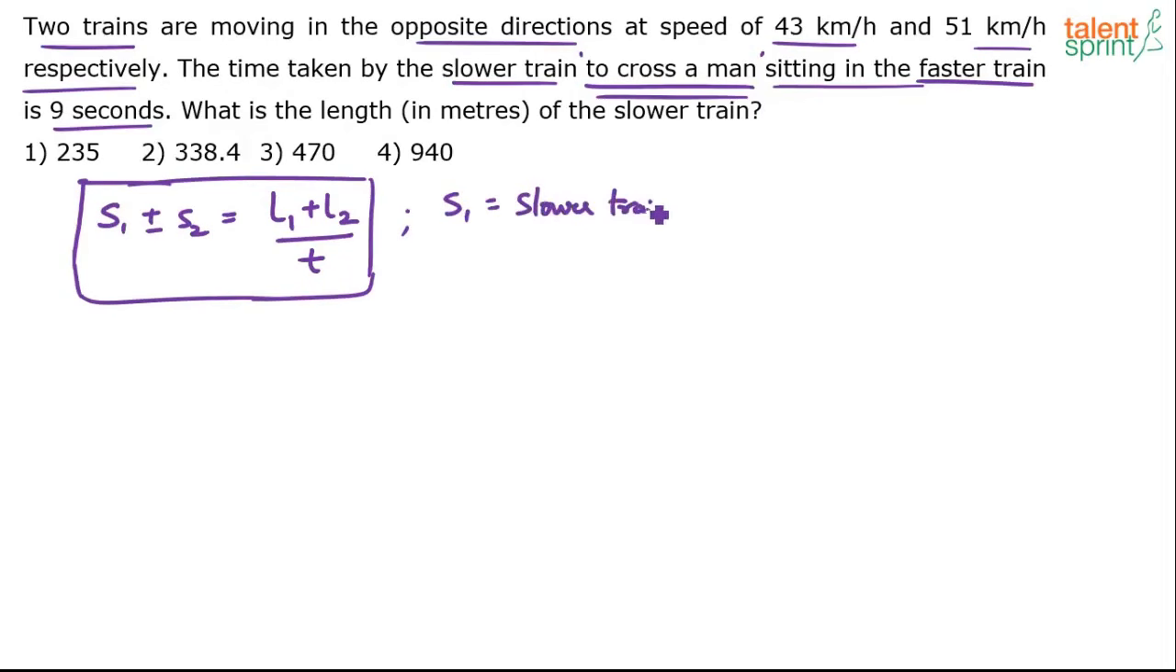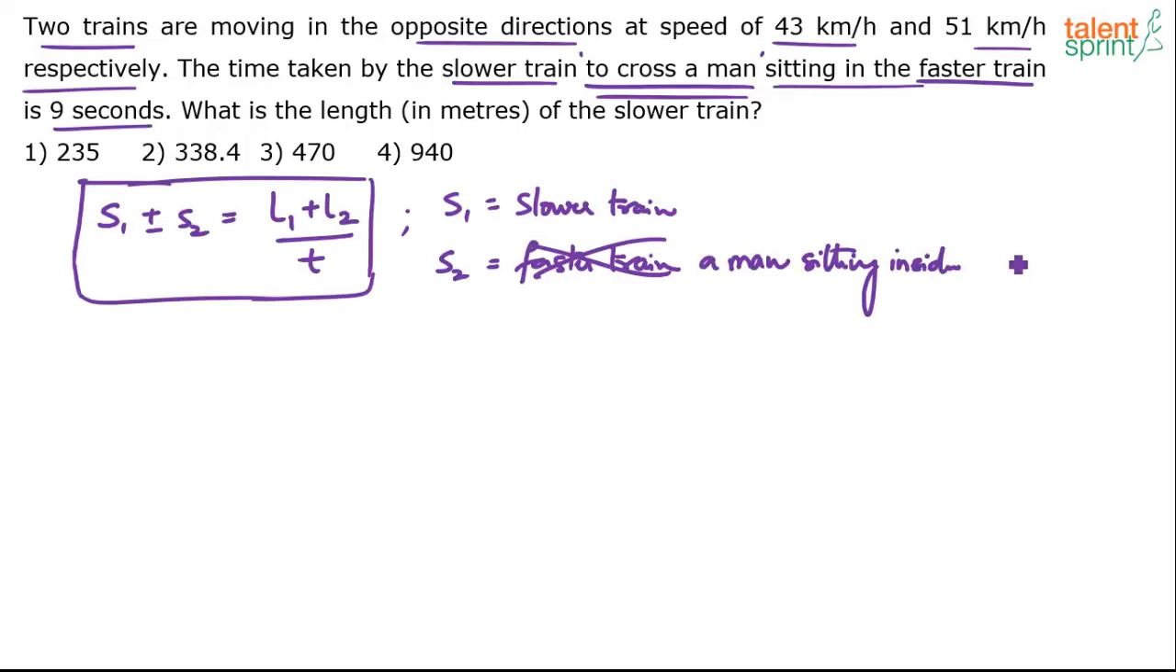What is S2? Can somebody tell me what is S2? S2 is the faster train. Is it the faster train, S2? No. If you consider S2 to be the faster train, then you will go wrong. S2 is not the faster train. S2 is a man sitting inside the faster train. Understand, it took 9 seconds to cross what? To cross a man who was sitting inside the faster train. 9 seconds is not the time required to cross the faster train. It is the time required to cross the man who's sitting inside the faster train.